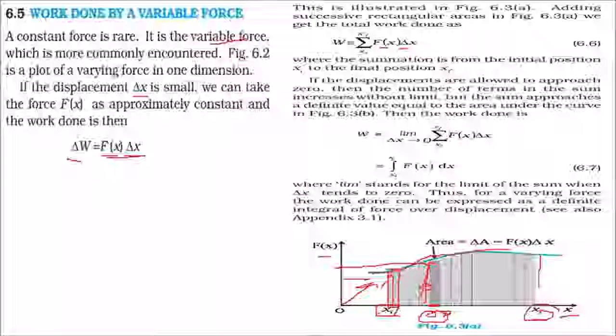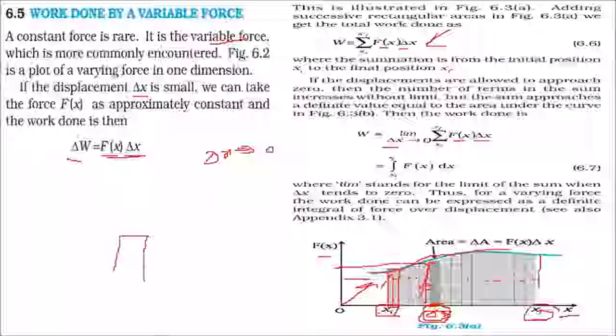Now again, in this case also, delta x should be so small that we can assume the force is constant. For that, we'll say limit delta x tends to 0. So delta x cannot be 0, but it can tend to 0. It is very small. When we take limit delta x tends to 0, the summation of all these strips, 1, 2, 3, 4, up to n strips, gives Fx into delta x, and these strips are simply rectangular strips. Every time, this is delta x and this is Fx.